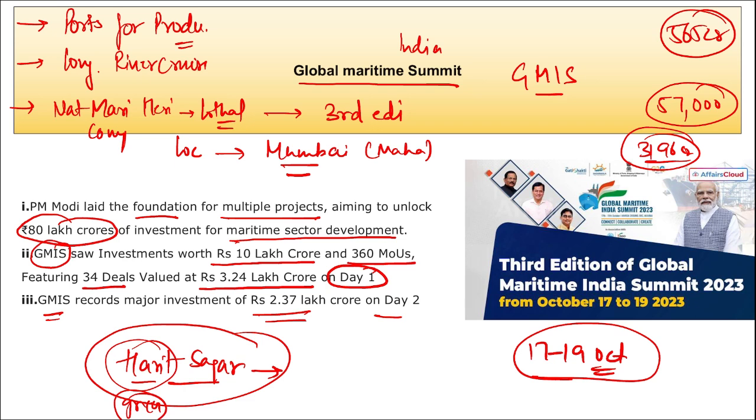So friends, these are some current affairs related to enhancing the maritime sector, and there was a summit, that is the Global Maritime India Summit, of which the third edition was held in Mumbai, Maharashtra, and these are some other initiatives that you can definitely remember.